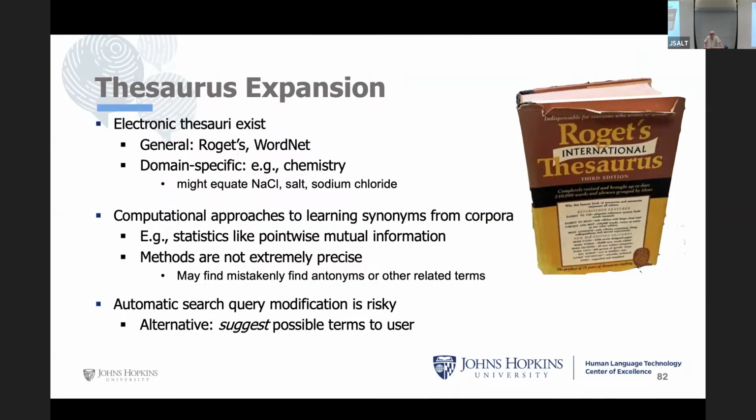And I think we have, yeah, so for thesaurus expansion, you could do it automatically, but doing it automatically can be risky because of polysemy and so on. So if thesaurus expansion is used, you often put the possible expansion terms in front of the user and ask them which ones they want to add.